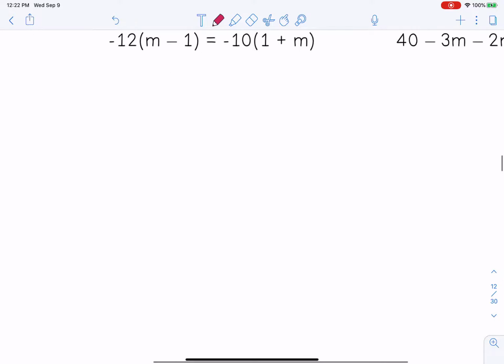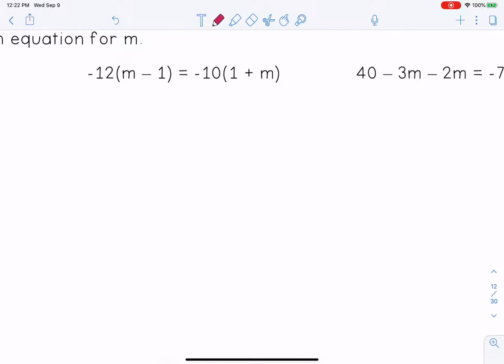This next one, before we try to get the m's on the same side, we have to remember to distribute first because these m's are kind of trapped inside right now, inside the parentheses. So negative 12m, negative 12 times negative 1 is positive 12, equals, we have to distribute on the right too. So negative 10 times 1 is negative 10. Negative 10 times m is negative 10m.